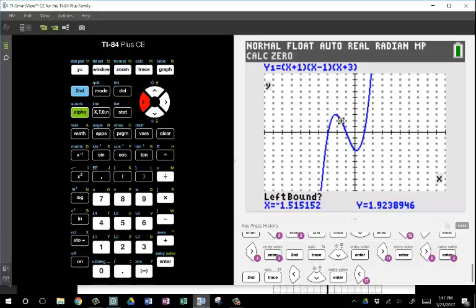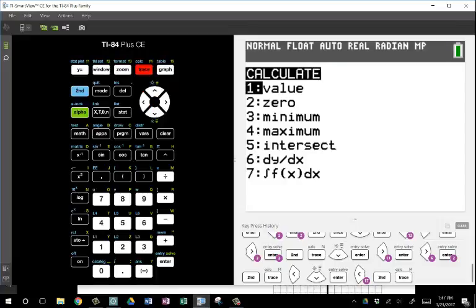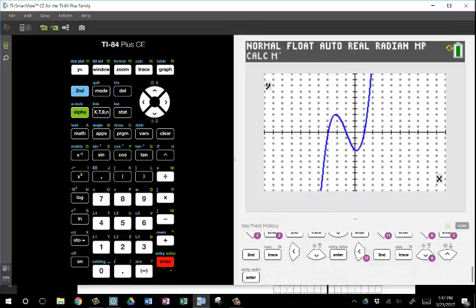So go back to your calculator. If you're trading calculators, pass it back and forth each of these times. Sebastian, who are you trading with? Mine just died. Okay, then why don't you pass back and forth with Kylie or with Jessica? All right, go back to second calc. And this time I want you to go to maximum. Go to the maximum function and hit enter.